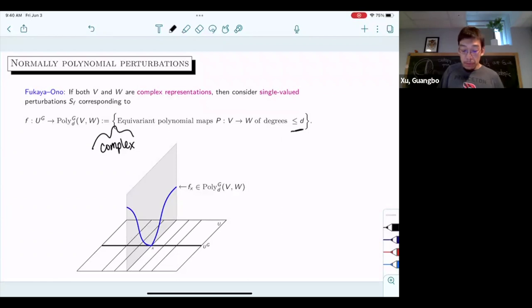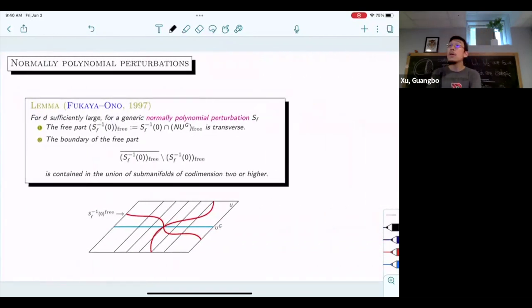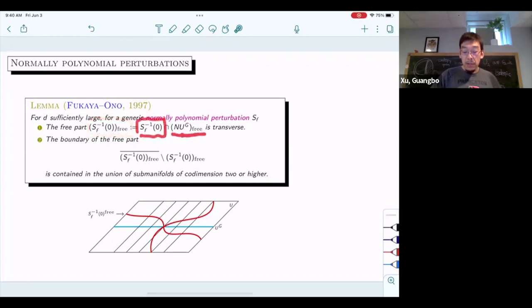Okay, so then they prove a very important lemma, which shows that in a single chart, if we choose the degree to be sufficiently large, and we choose a generic such perturbation, which is called a normally polynomial perturbation, that is, in a normal fiber to the fixed point locus, it is a polynomial map, then there are two consequences. The first one is that if you consider the zero locus and its free part, which is just the zero locus intersecting the base of the Kuranishi chart where the action is free, then this is transversely cut out. So this is somehow expected because there's no equivariancy essentially in the free locus.